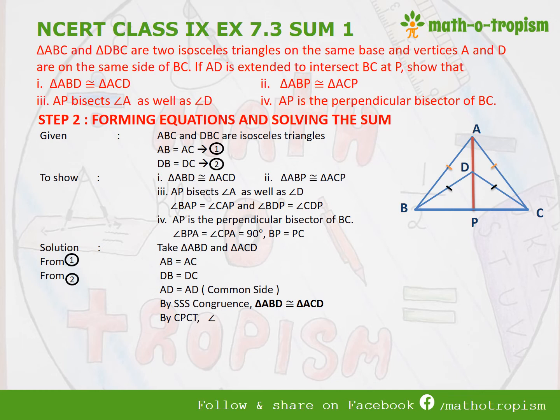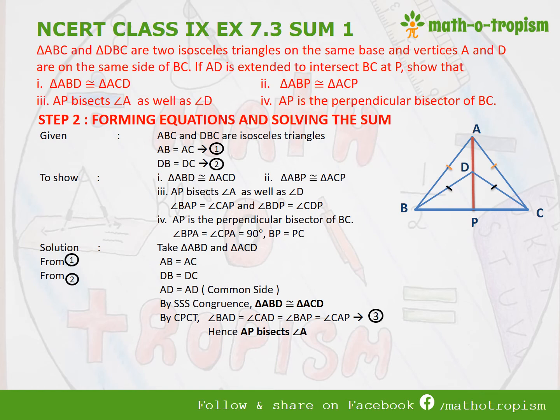So by CPCT we can show that angle BAD is equal to angle CAD, which is nothing but extended till P. So which means angle BAP and also angle CAP both are equal. So we'll keep as equation 3 since these two angles are equal. That means the angle A has been cut into two equal halves by AP. Therefore AP bisects angle A.